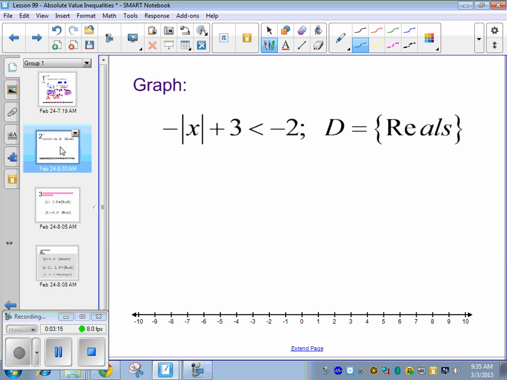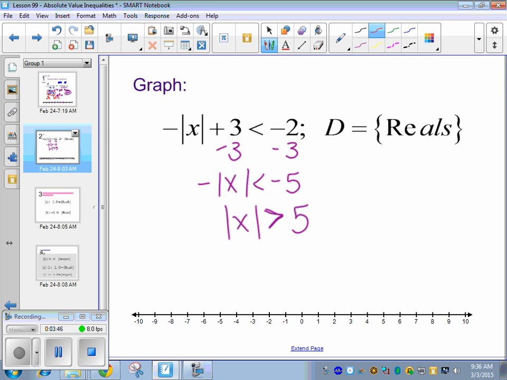Okay, here we go. Write this one down. Negative absolute value of x plus 3 is less than negative 2. First we have to isolate the absolute value before we can determine what kind of graph it is and split it into 2 equations. So subtract 3 from both sides, and divide by a negative sign, which flips the inequality. So we get the absolute value of x is greater than 5.